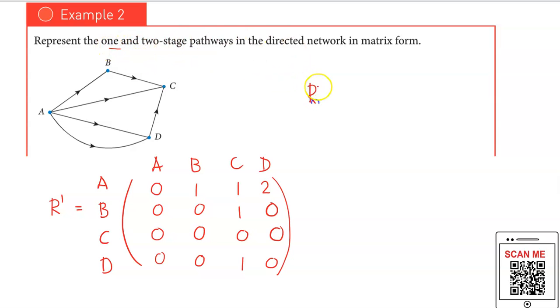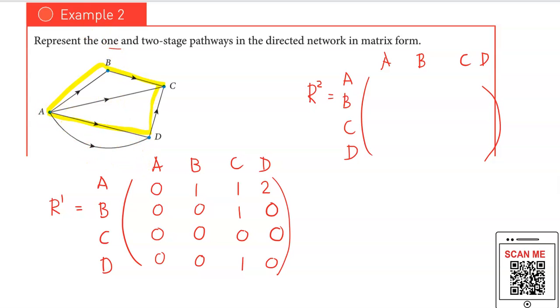We already did one stage. Now look at two stages, R2. I need to do this way as well. Remember, always name the columns and rows. Let's check carefully. For A, can I find any two-stage pathway? Yes. A, B, C. That means A can go to C. And one more, A, D, C as well. So actually I have 3 ways from A to C. The rest will be 0.